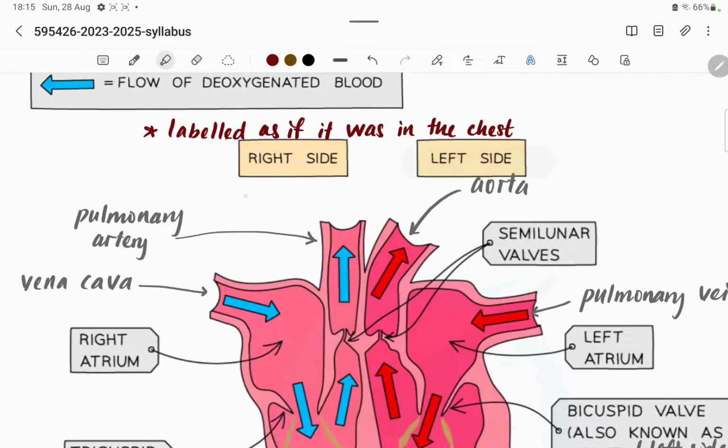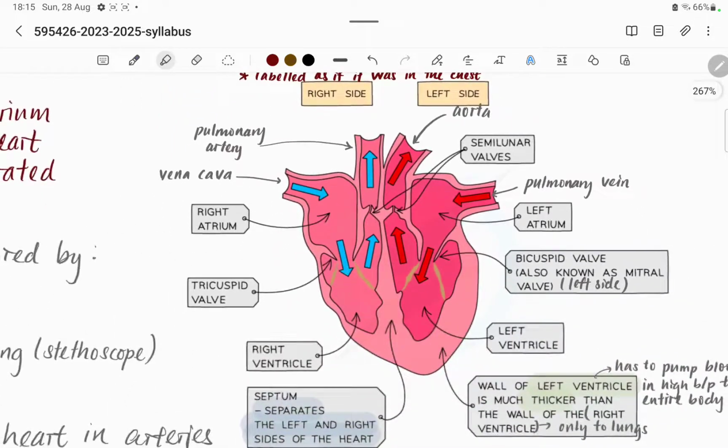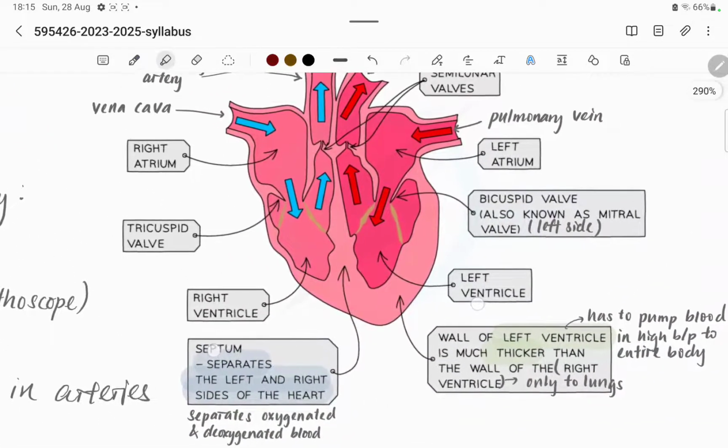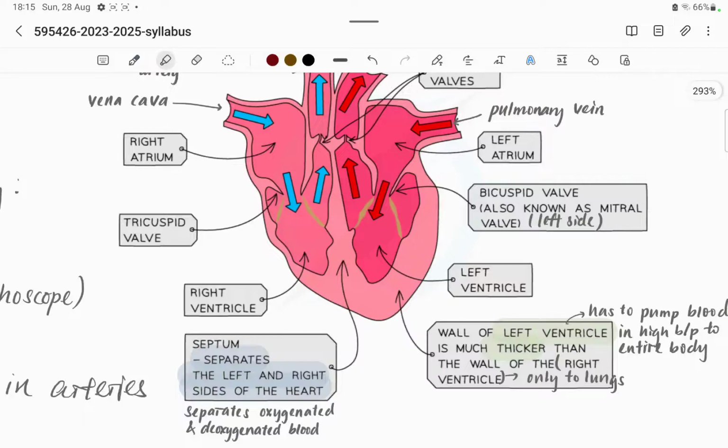And then okay, why is it that this one should be left side and this one should be right side, why is this one labeled like that? Because the left side or right side of the heart is labeled as if it was in the chest. So in the chest this one is the right side, this one is the left side. So after you know all the parts, okay, bicuspid valve is also known as mitral valve, the other name.